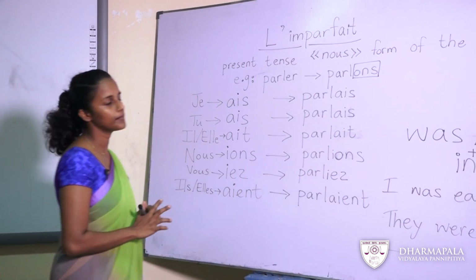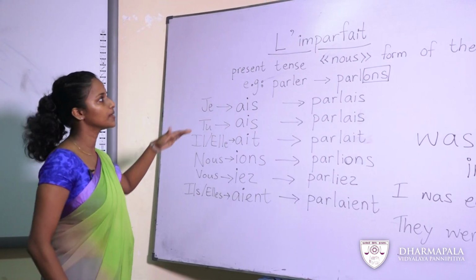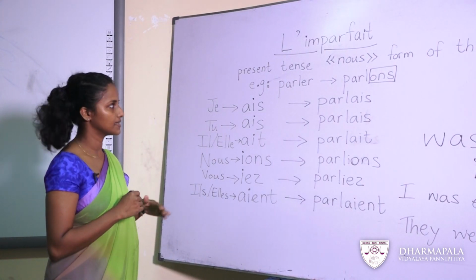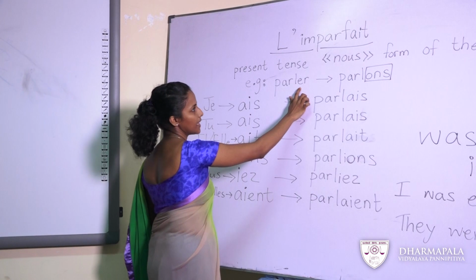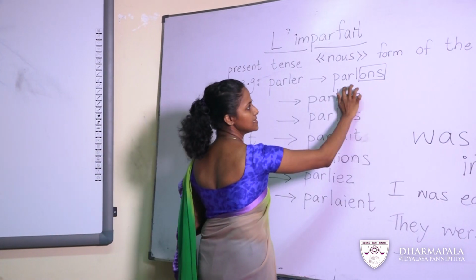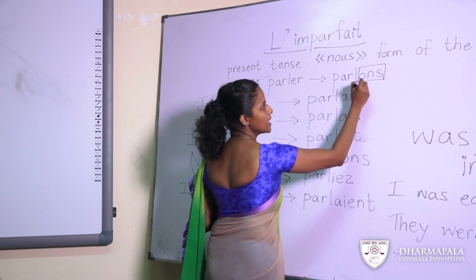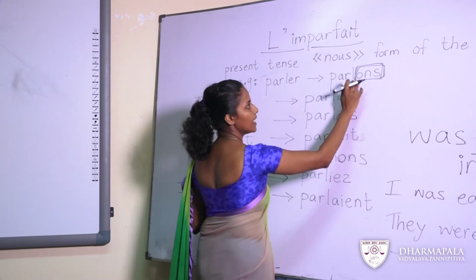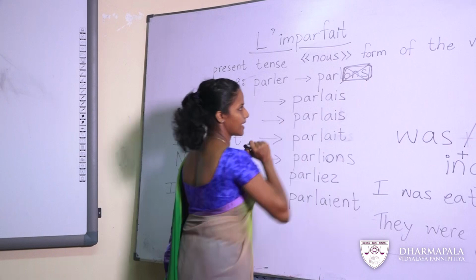So, to form l'imparfait, as you can see on the board, we have to take the nous form of the present tense. For example, parler. The nous form of parler is parlons. Now, ons is the present tense ending of the nous form. So, we have to cut off that present tense ending.